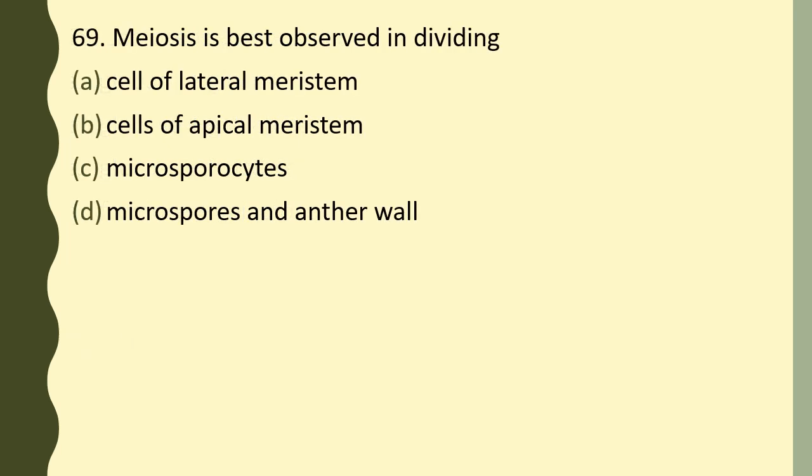Question number 69. Meiosis is best observed in dividing cells of lateral meristem, cells of apical meristem, microsporocytes, microspores and anther cell. Meiosis is best observed in the dividing. Correct answer is option C, microsporocytes.